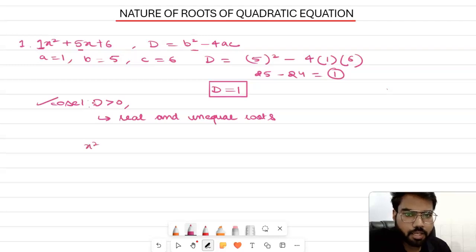So let's verify this case for this quadratic equation. x square plus 5x plus 6 is equal to 0. Let's solve this equation by splitting the middle term. So we need two numbers with product as 6 and sum as 5.